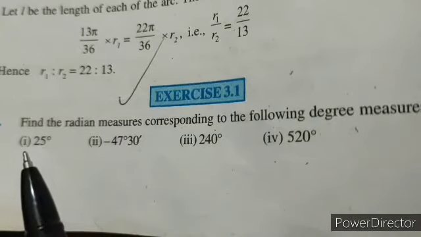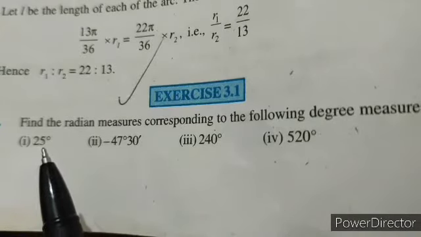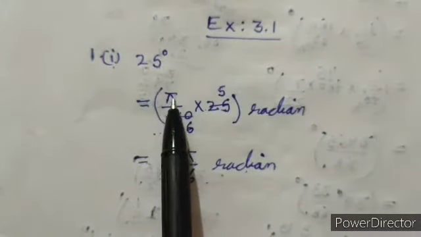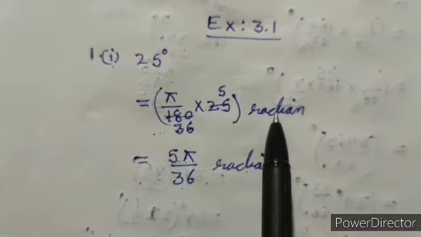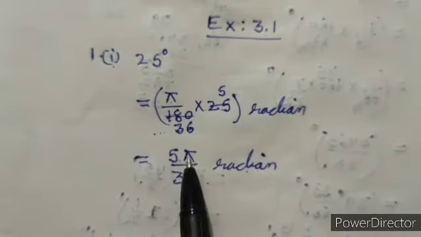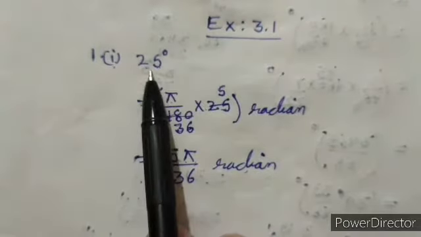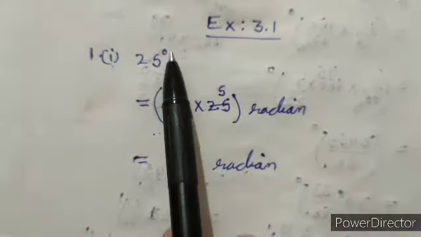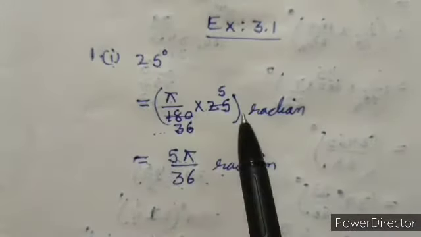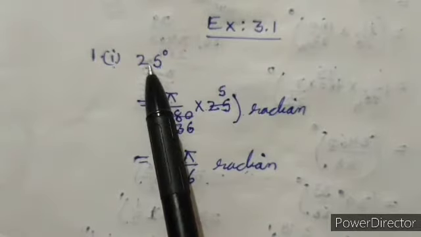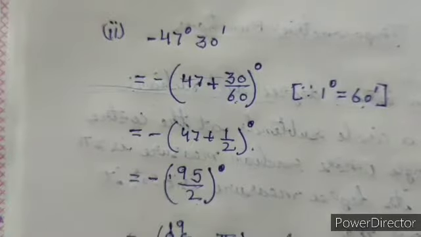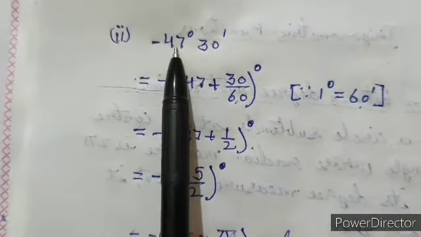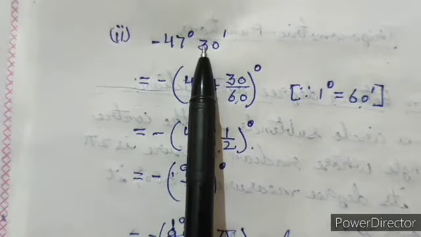Now in first part, we have to convert 25 degree in radian measure. Now 25 degree can be written as pi by 180 into 25 radian, and that will give us 5 pi by 36 radian. Thus 25 degree will be equal to 5 pi by 36 radian. Now whenever we have to convert the degree measure into radian measure, we will multiply the degree measure by pi by 180.